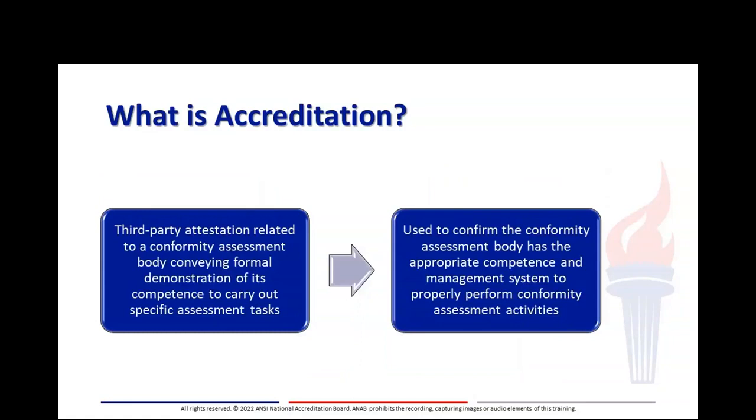We begin by asking, what is accreditation? The formal definition is third-party attestation related to a conformity assessment body conveying formal demonstration of its competence to carry out specific assessment tasks. The term accreditation is used when technical competence is required, such as testing, calibration, or inspection. Accreditation is used to confirm the conformity assessment body has the appropriate competence and management system to properly perform conformity assessment activities.